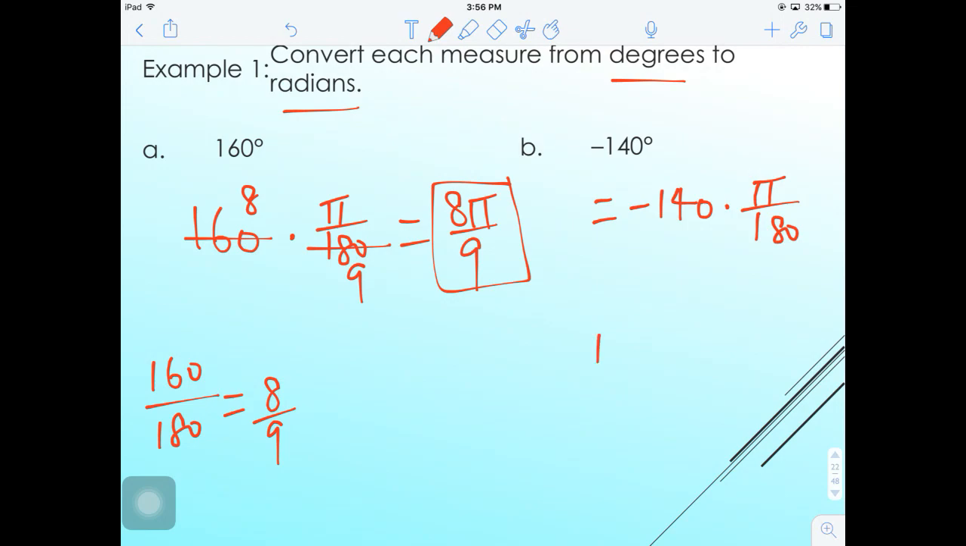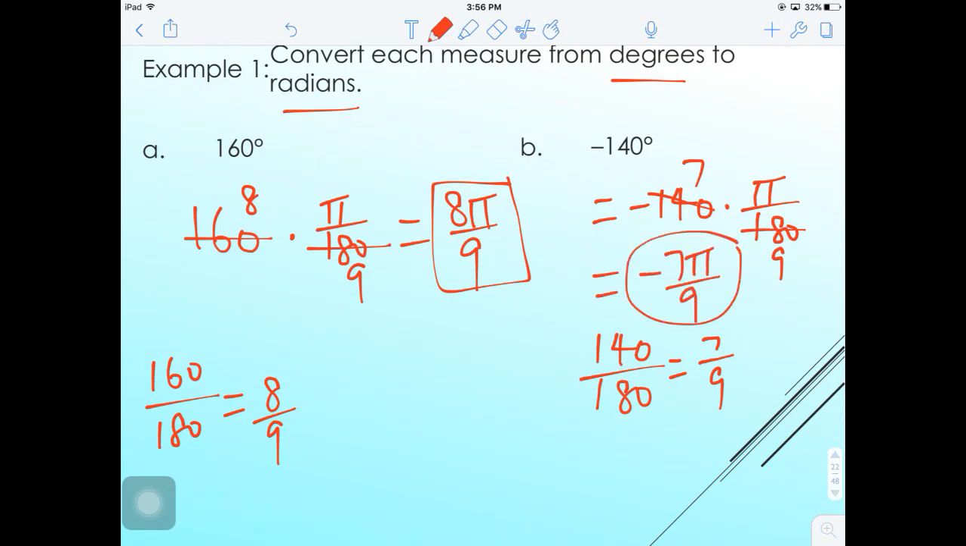Again, if you take your calculator, you should be using your calculator to follow along. 140 over 180, and then reduce that. Just press the equal sign, and it'll give you 7 over 9. And this is negative. So this is 7 and 9. And so the answer is negative 7 pi over 9. And that would be the radian conversion.